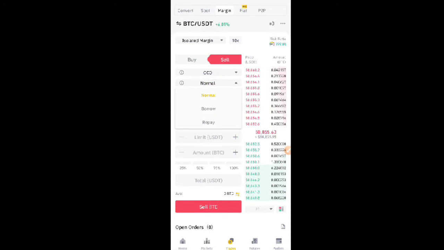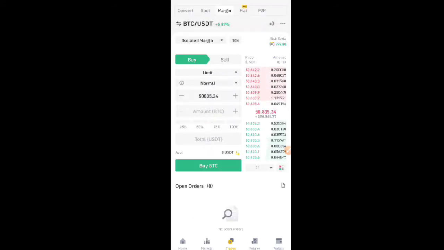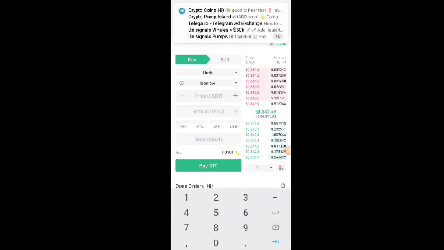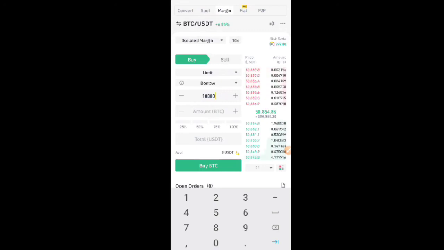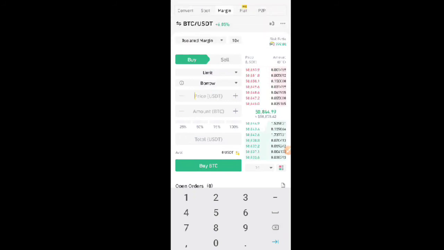Then there is normal, borrow and repay. Now we're using normal because you have funds in your balance that you want to use to trade. But let's just say you want to use more funds, but you have lesser funds. You can borrow when you're buying. So you can say you're borrowing $100,000. What you're saying is you want to use more funds than you have.